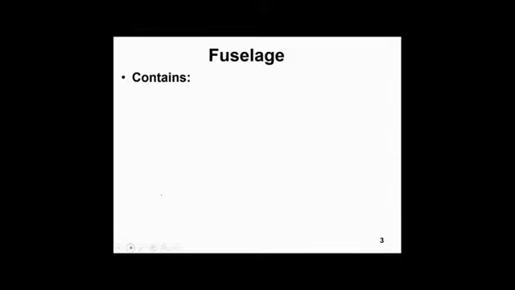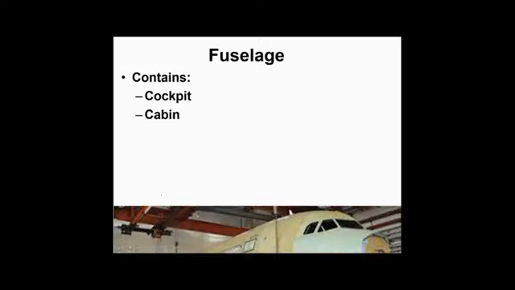The fuselage contains two major components. The cockpit, that's where the pilots sit, and if you've got an older airplane, a flight engineer would sit there also. And then you have the cabin, that's where the passengers sit. In small airplanes, the cockpit and the cabin are all lumped together in one place. You can't really separate out the cockpit or the cabin.